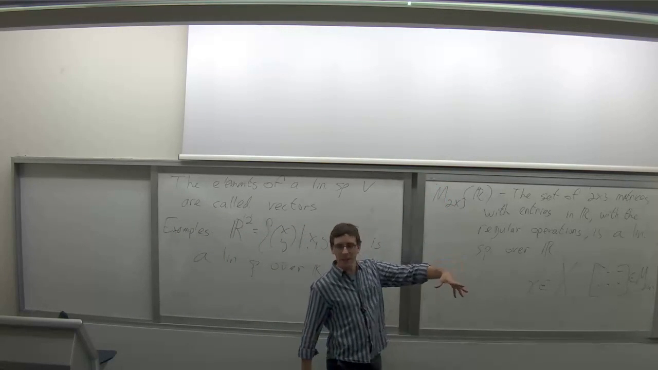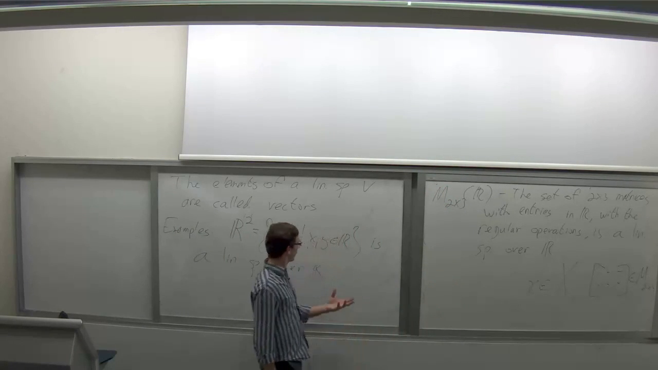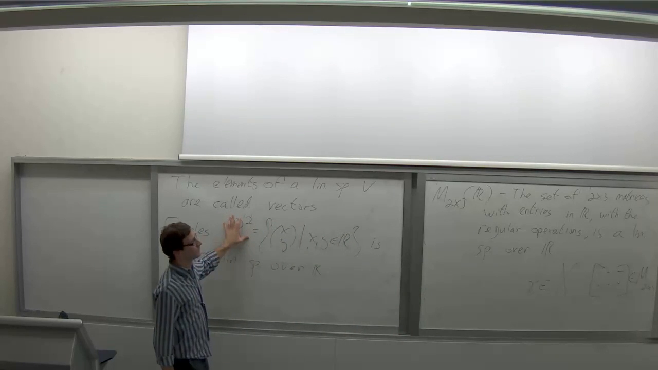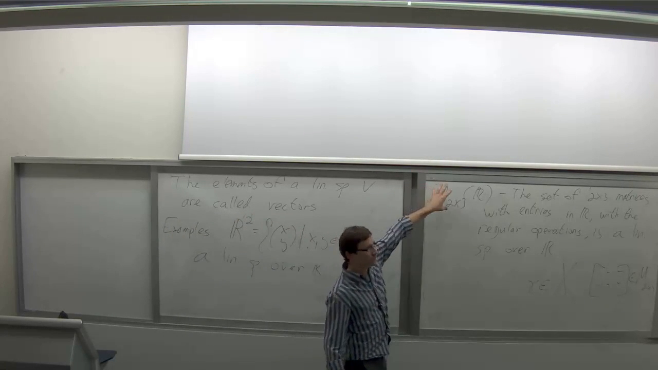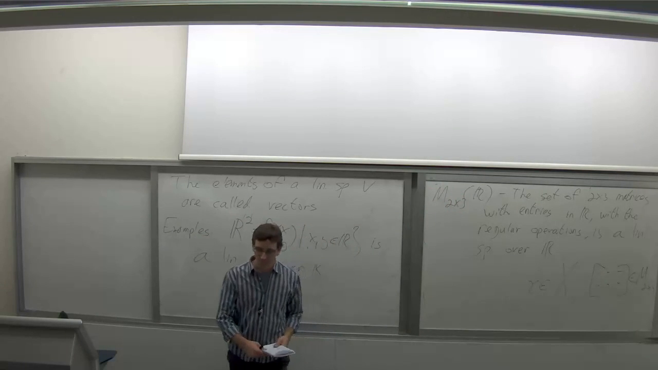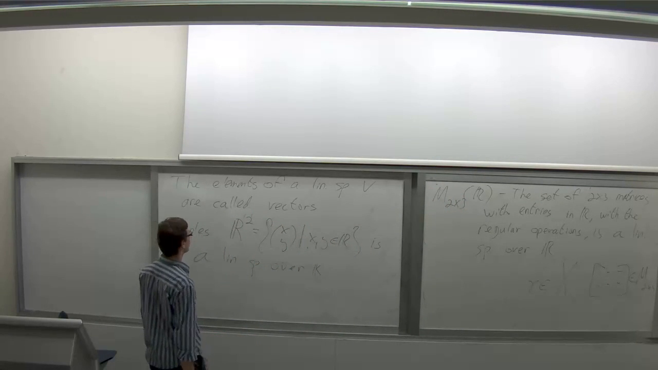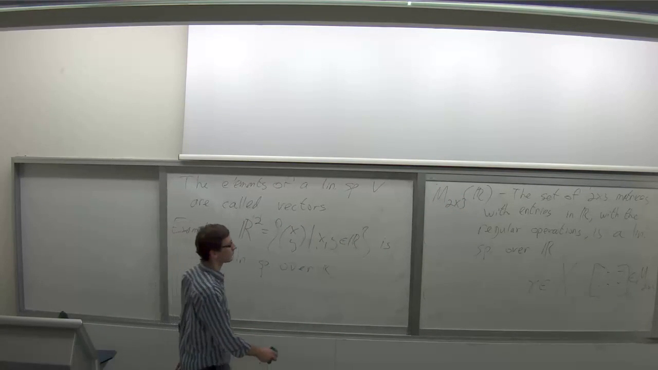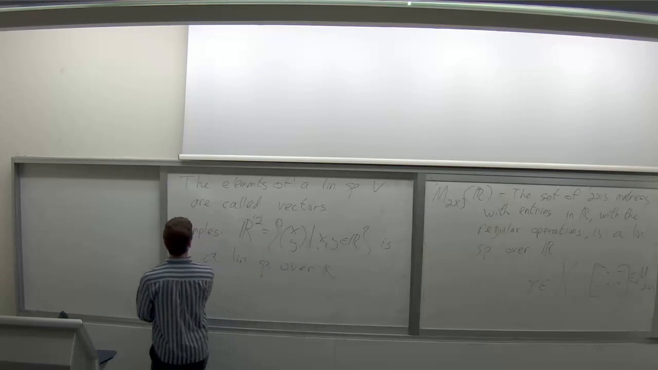A vector is not an n-tuple. N-tuple is not a vector. N-tuple is a vector here. And the matrix is a vector here. Okay? Now, some other examples.